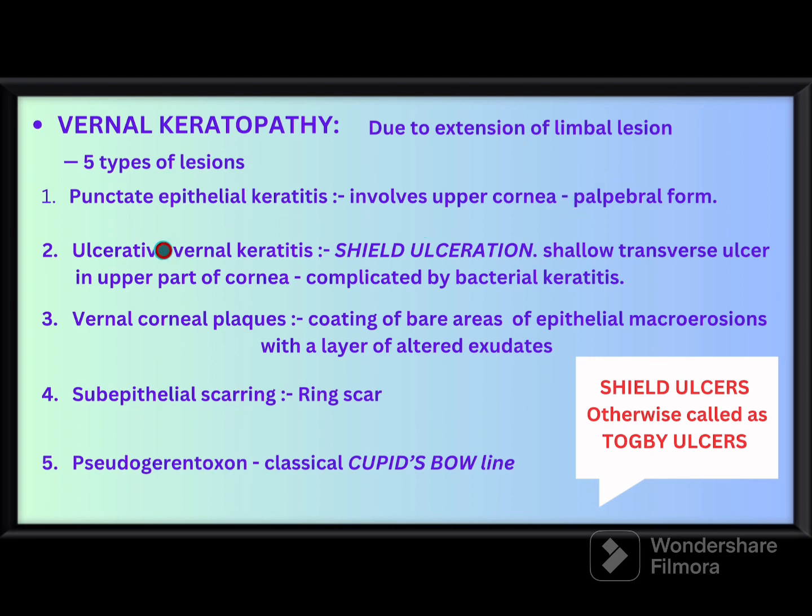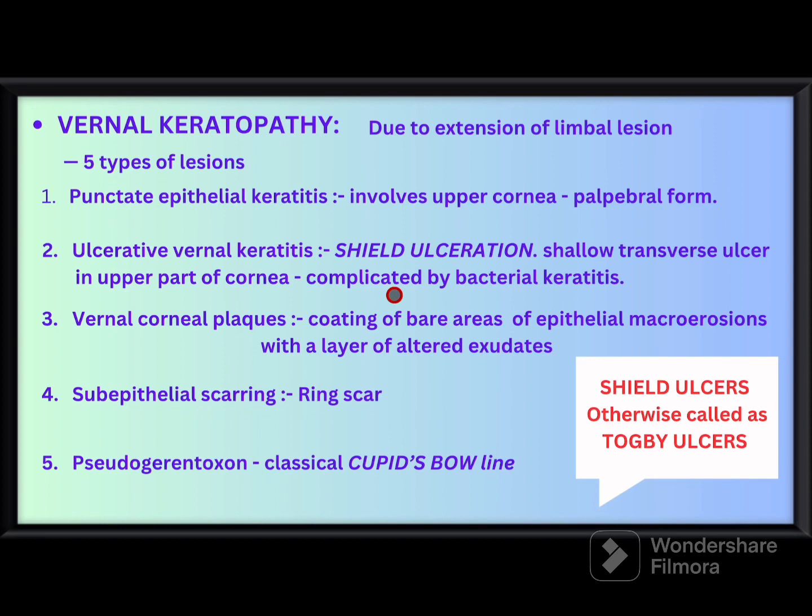The second form is ulcerative vernal keratitis. The characteristic of this type of lesion is shield ulceration. These shield ulcers are otherwise called Togby ulcers. Okay. So what are these? These are shallow transverse ulcers in the upper part of the cornea. The ulceration is due to epithelial macro erosions. The macro erosions that happen in the epithelium of the cornea give rise to the ulcerations.